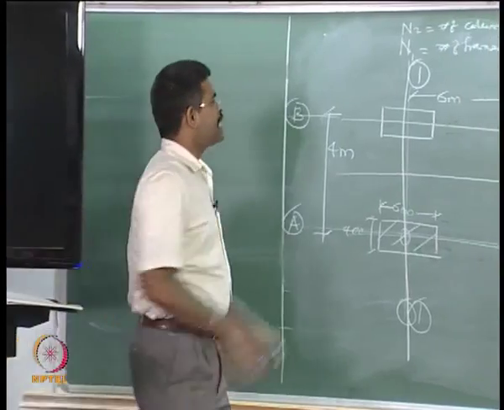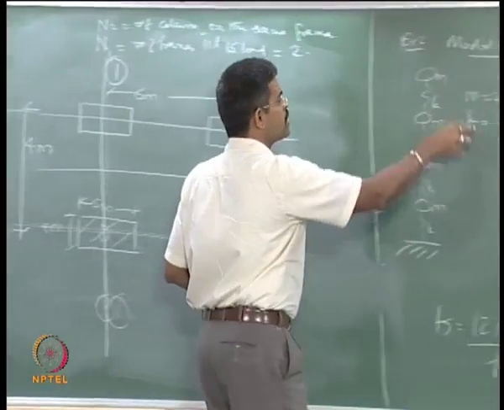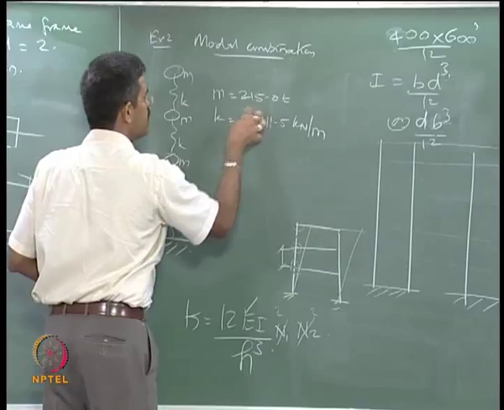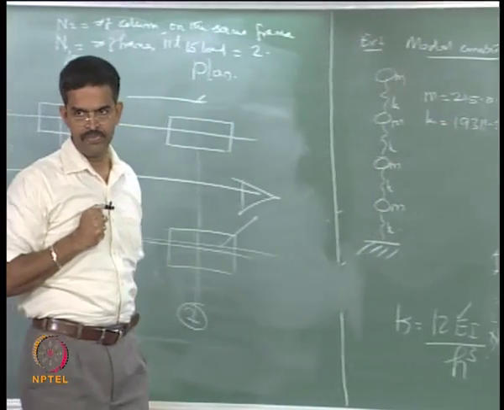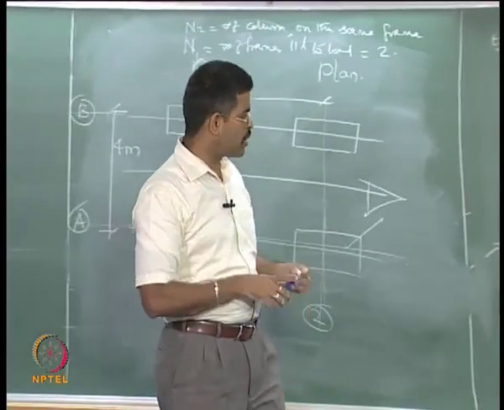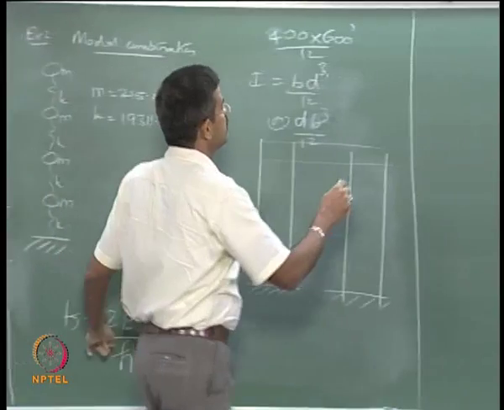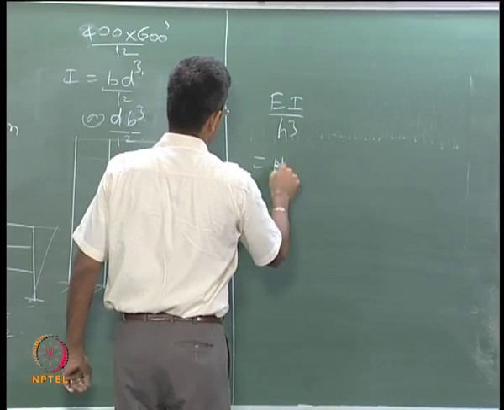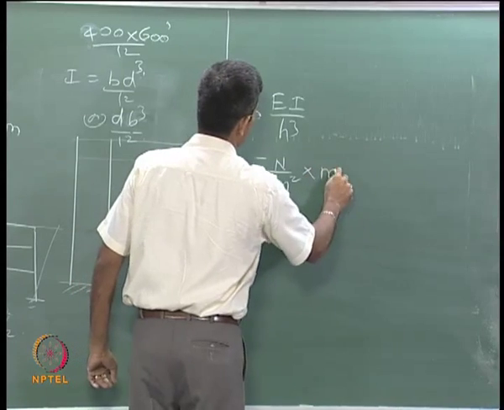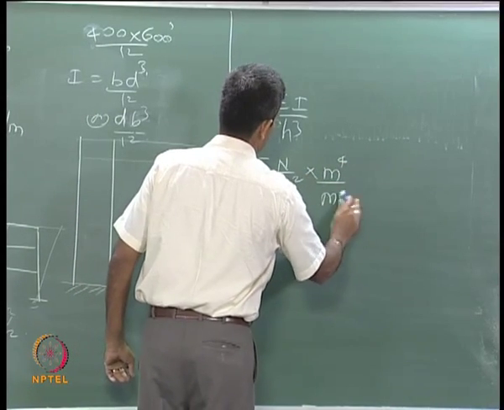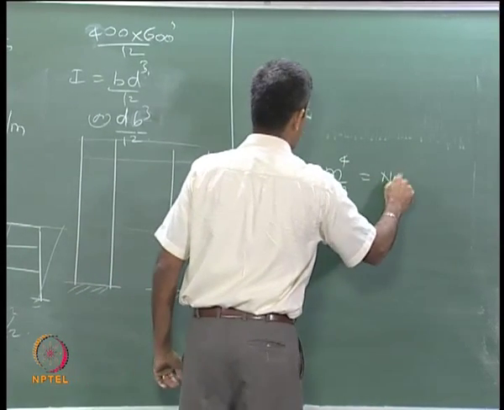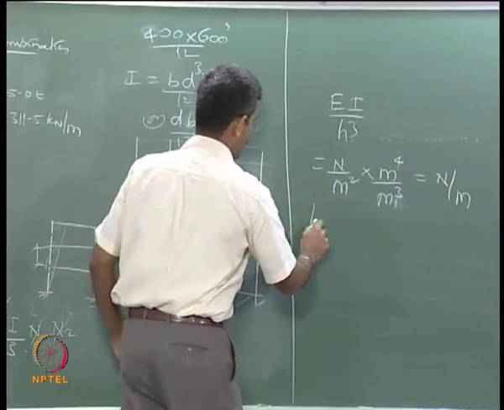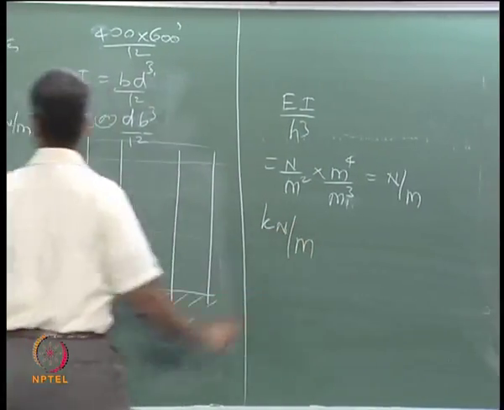So I had a problem where I worked out M and K, which I have given here. You can look at the units here: EI by h cube is Newton per meter square, meter 4, by meter cube. This becomes Newton per meter. I can convert this into kilonewton per meter, which I have here.